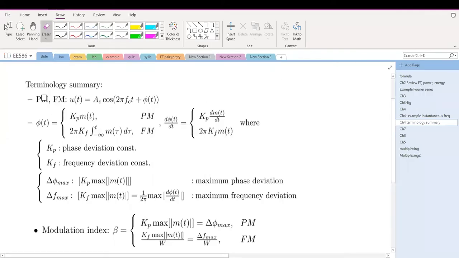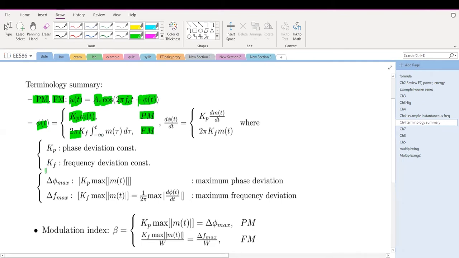In the previous video, we discussed the definition of PM and FM. That is, they have this general format: u(t) equals Ac cosine of 2 pi fc t plus phi(t). And phi(t) has different definitions for PM and FM. For PM, phi(t) equals kp m(t), and for FM, it equals 2 pi kf times the integral of the message. FM and PM are both called angle modulation.